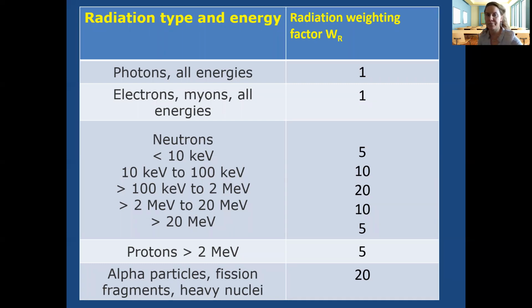Radiation type and energy, and weighting factor. Photons, all energies, weighting factor one. Electrons, muons, all energies, one. Neutrons, depending on energy: less than 10 keV, 5; 10 keV to 100 keV, 10; more than 100 keV, 20; more than 2 MeV, 10. Protons, more than 2 MeV, 5. Alpha particles, fission fragments, and heavy nuclei, 20.